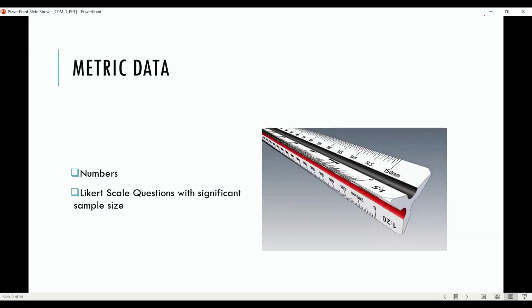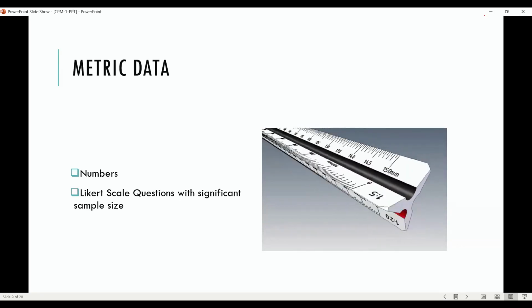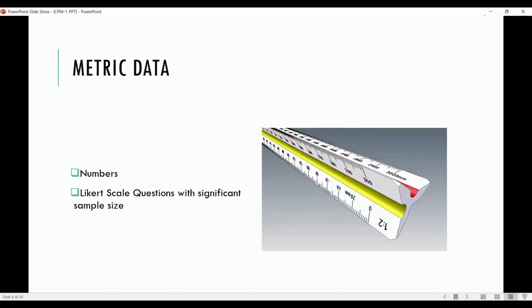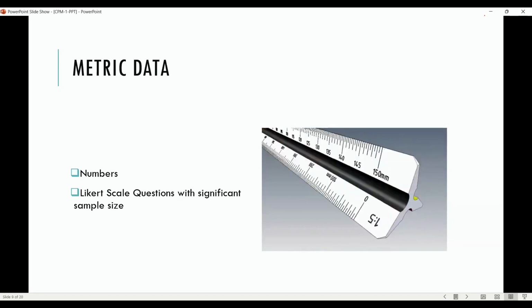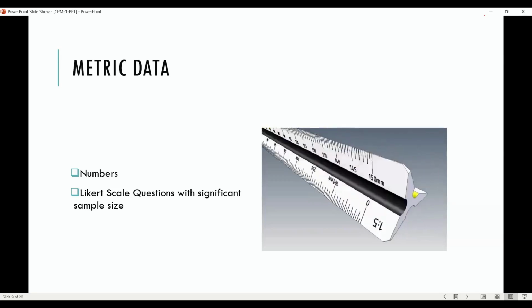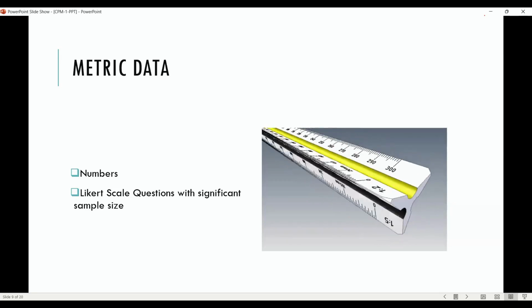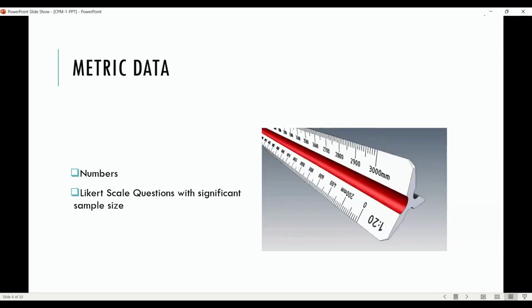So at that point of time, they use a Likert scale based question. So what is a Likert scale based question? Say, for example, how far you are satisfied with the shop? Say, for example, strongly disagree, disagree, neither agree nor disagree, agree and strongly agree. So you see, there is a gradual increase in the scale.